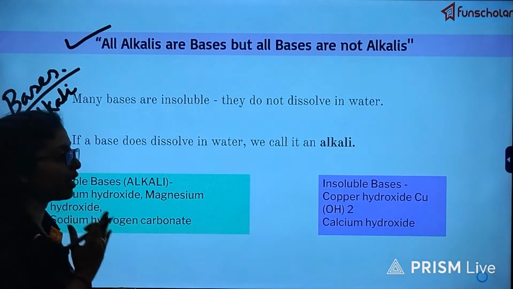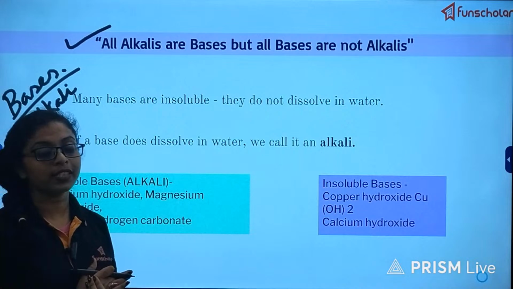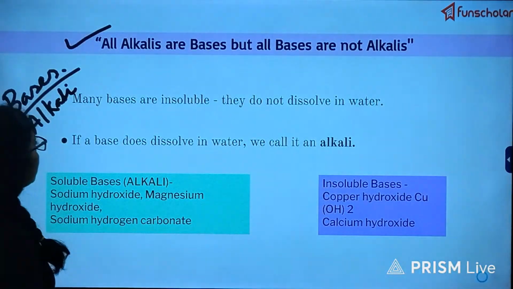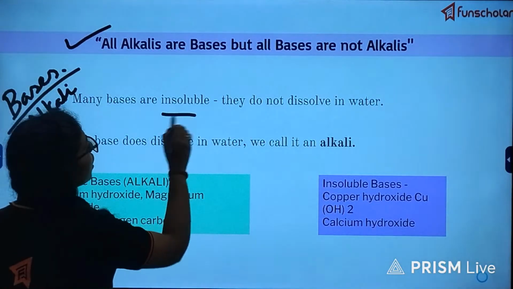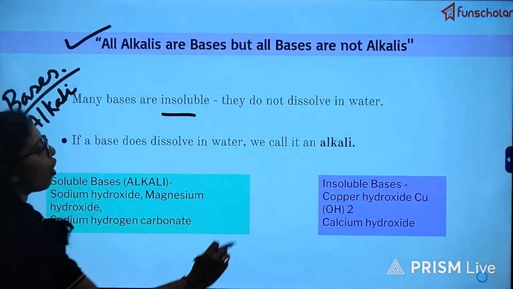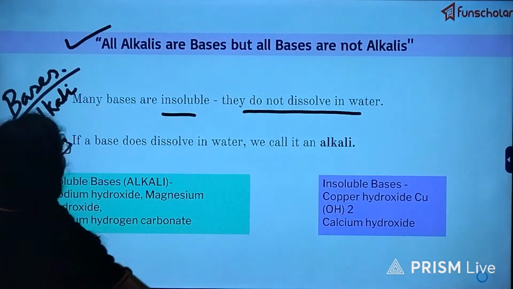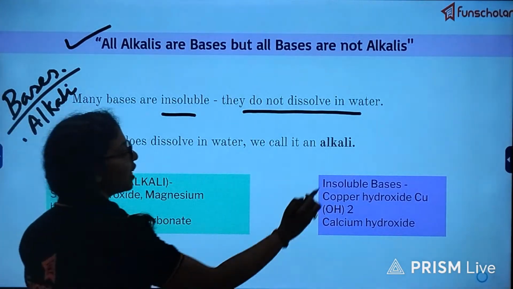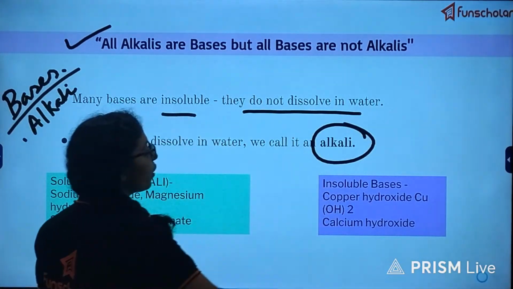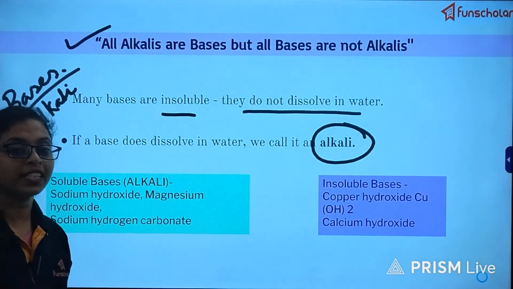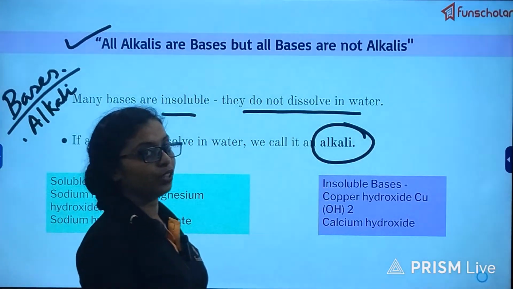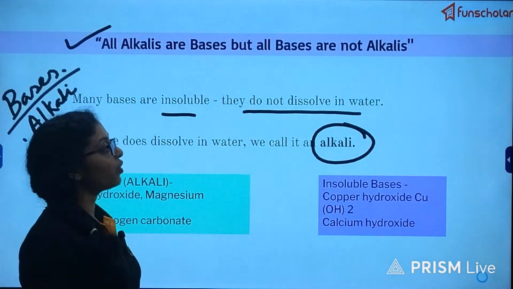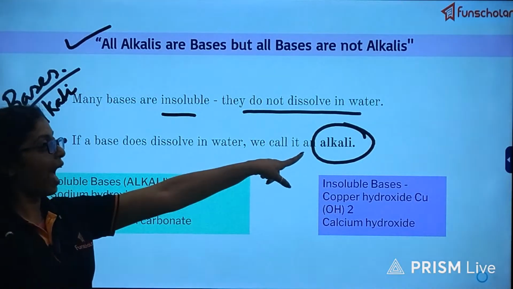To understand it better, we have to understand what the word alkali actually means. Actually, many bases are insoluble. They do not dissolve in water. But if a base does dissolve in water, we call it an alkali. So whichever bases make a solution with water, we call them alkalis.